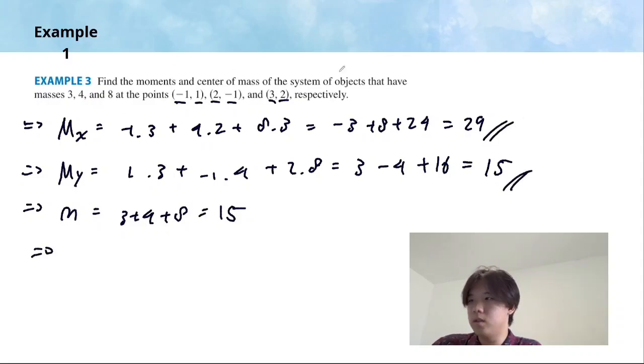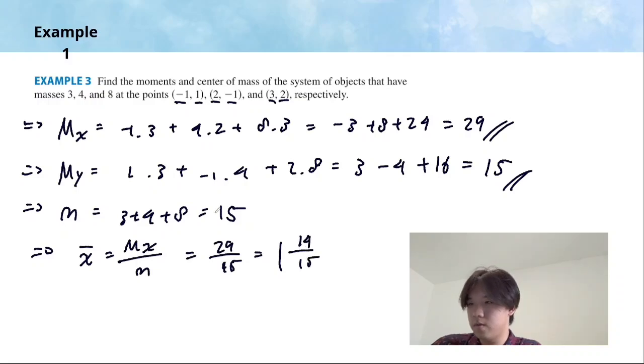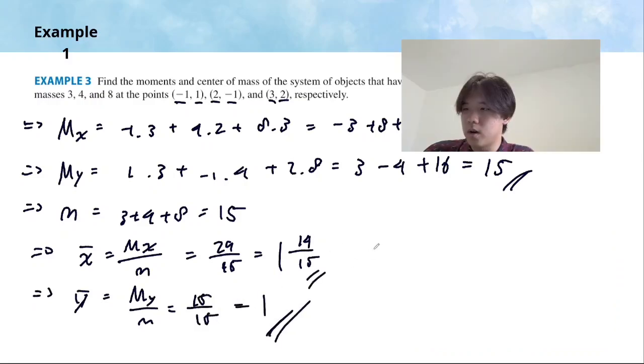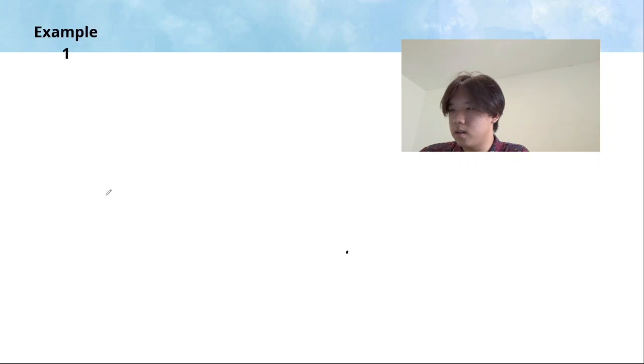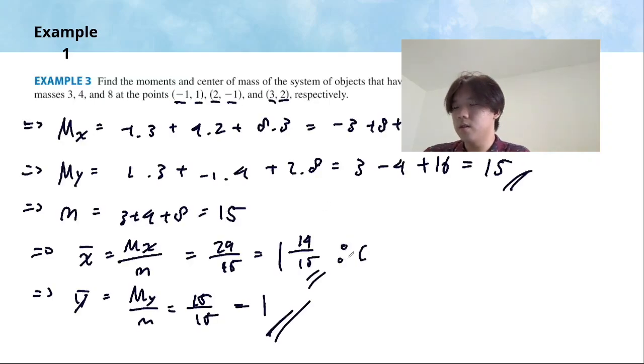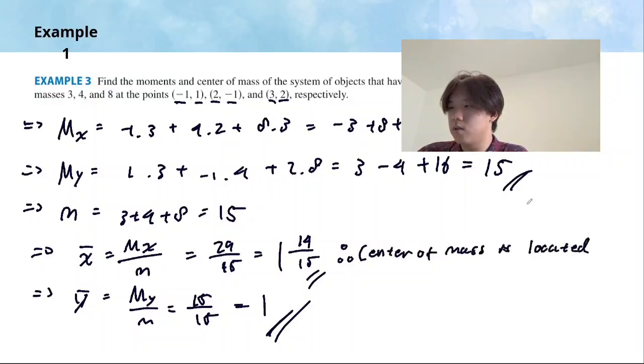As we already found the moments, to find the center of mass of the system, we find the x coordinate, which is My over m, which is 29 over 15. Then the y coordinate of the center of mass will be Mx over m, which equals 15 over 15, which is 1. So with these coordinates, we have found that the center of mass is located at 29 over 15, 1.